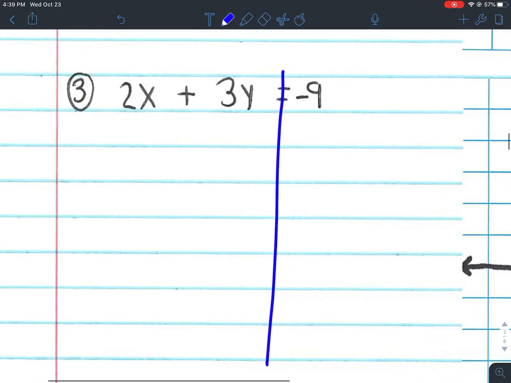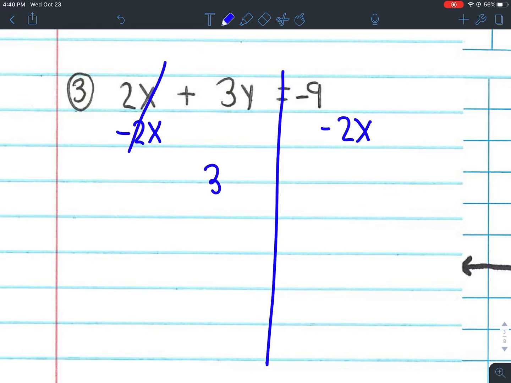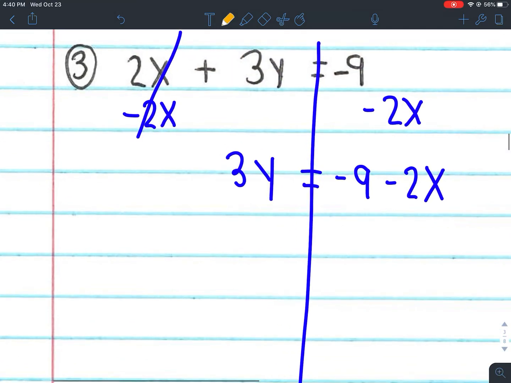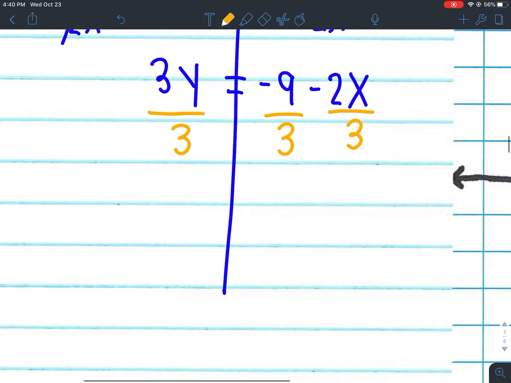Okay, moving on to number 3. 2x plus 3y equals negative 9. So again, we need to draw a line down the middle and get that y by itself first. The first thing I'm going to do is subtract 2x on both sides. 3y equals negative 9 minus 2x. And the next step here is to divide everything by 3. So because there's a 3 attached to the y, you want to divide everything by 3. Make sure you do everything or you will make a mistake.